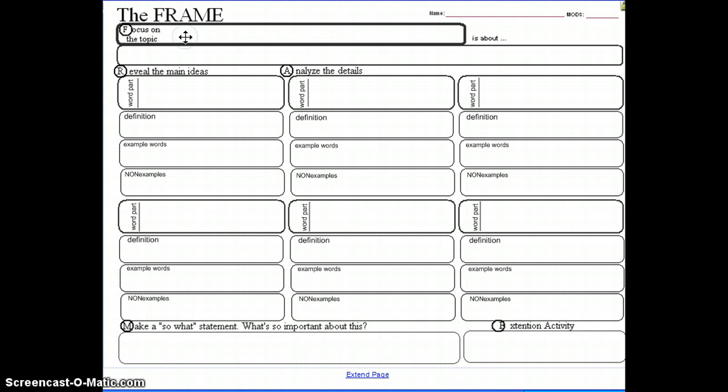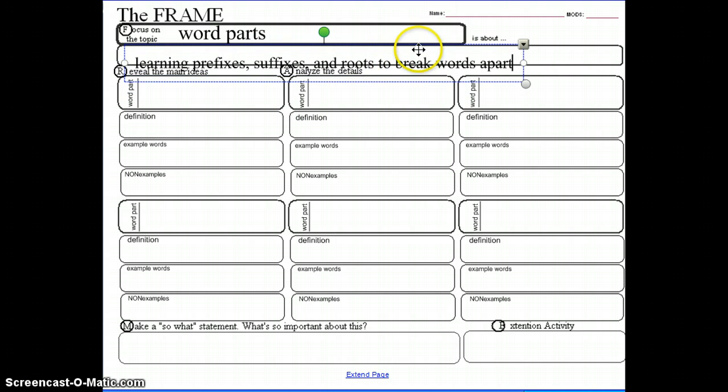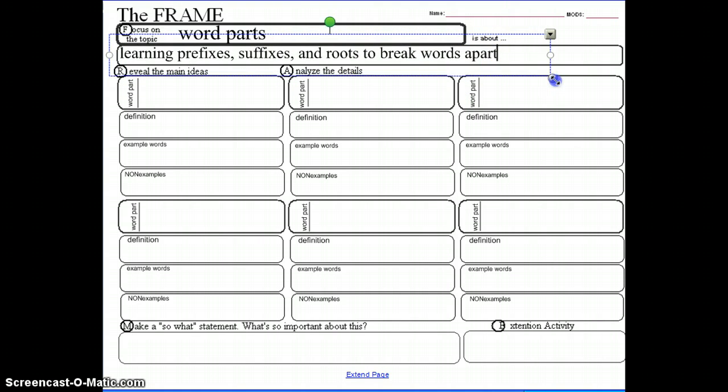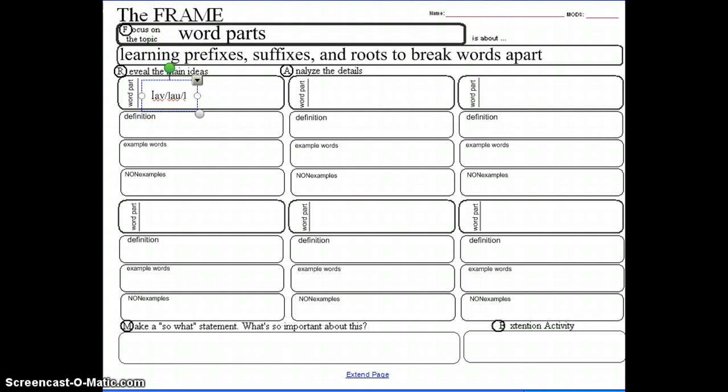So we started with our focus, which students actually come up with the terminology and the phrasing that we use here. We are studying word parts, and we decided that word parts is about learning prefixes, suffixes, and roots to break words apart. And then we went through the 6 word parts that students are going to be learning. I'm not sure I'll have time to do all of them, but I will get started. Students had to recall, hopefully, because they should have been studying this since last week when I told them about the test, the different word parts.